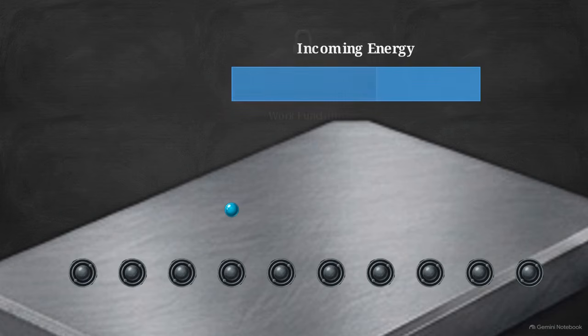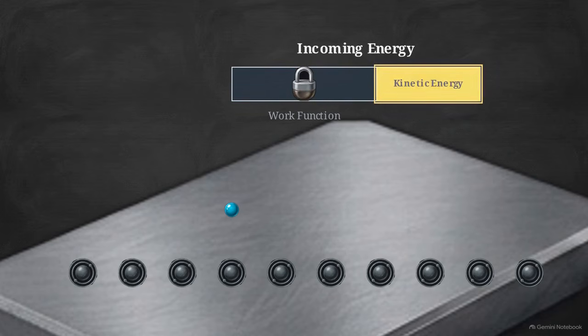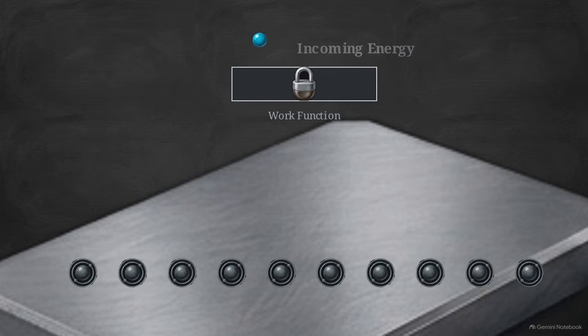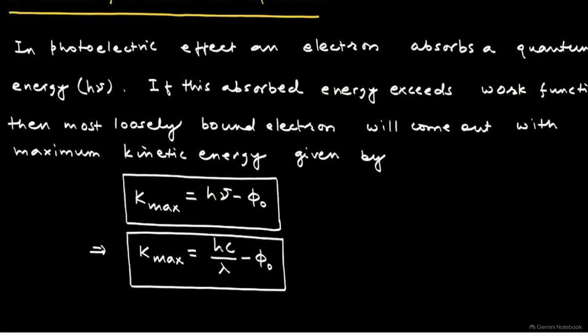You can think of this as a strict financial transaction. You have your incoming energy minus a toll collected by the metal, leaving you with the electron's leftover speed. We can translate that exact receipt directly into Einstein's photoelectric equation. This formula shows the relationship using the frequency of light. Let's look at the terms.